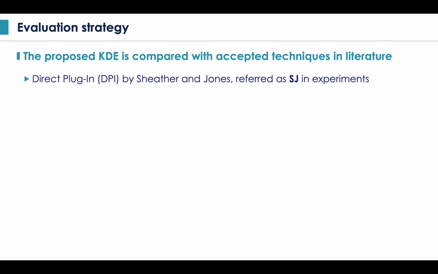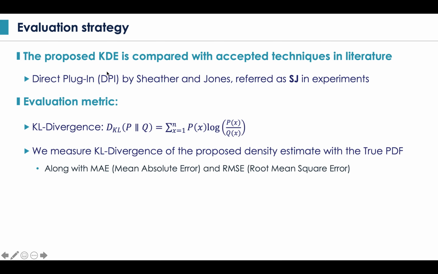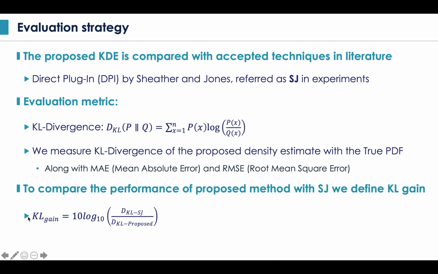The way we're going to evaluate this is we'll compare with the most accepted technique in the literature, which is the DPI by Sheather and Jones. We'll use KL divergence as an evaluation metric, comparing the KL divergence between the estimated density and the true PDF. Then we'll also compute the KL gain to compare the current algorithm with the Sheather-Jones algorithm. This number tells us how much better we are doing than the Sheather-Jones algorithm.